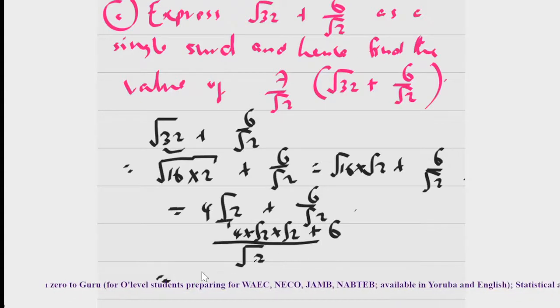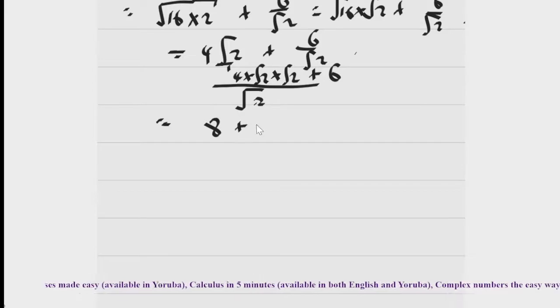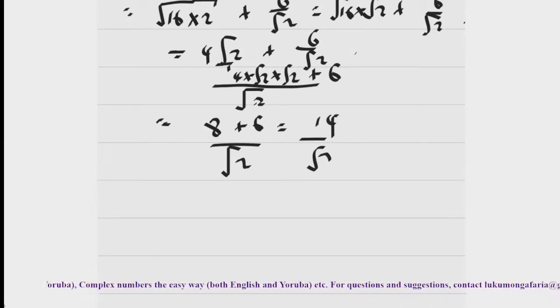So if you simplify it further, root 2 multiplied by root 2 will give you 2. 2 times 4 will give me what? 8. I hope you understand now. So 8 plus 6 divided by root 2. And 8 plus 6 divided by root 2 will give me 14 divided by root 2. If you like, you can rationalize the denominator. So you know that will give me 14 root 2 over root 2 multiplied by root 2.